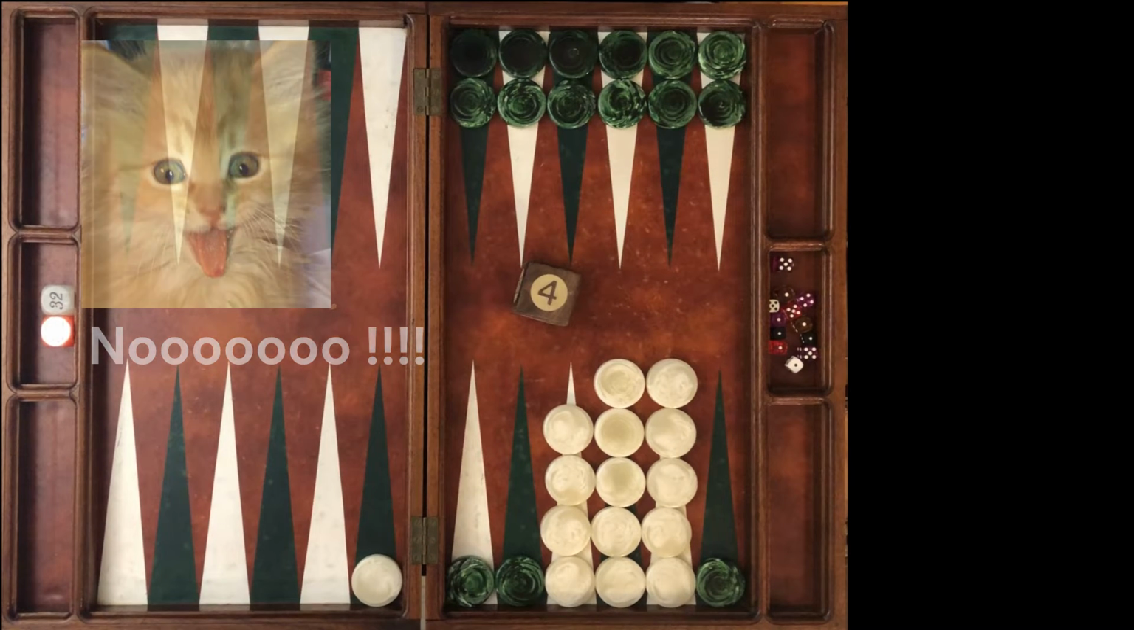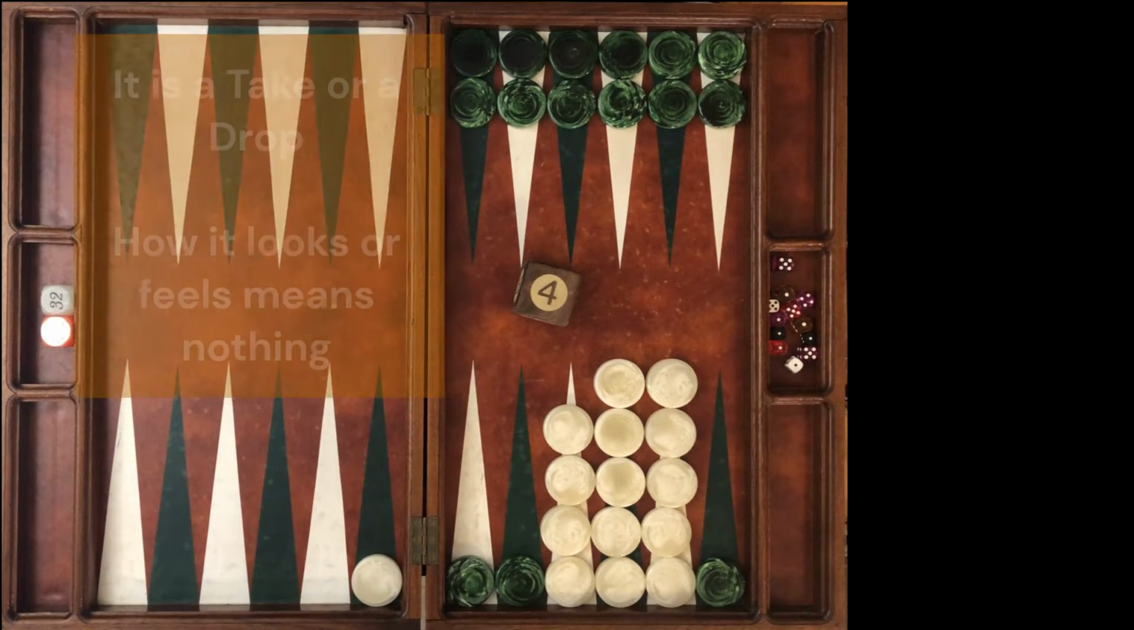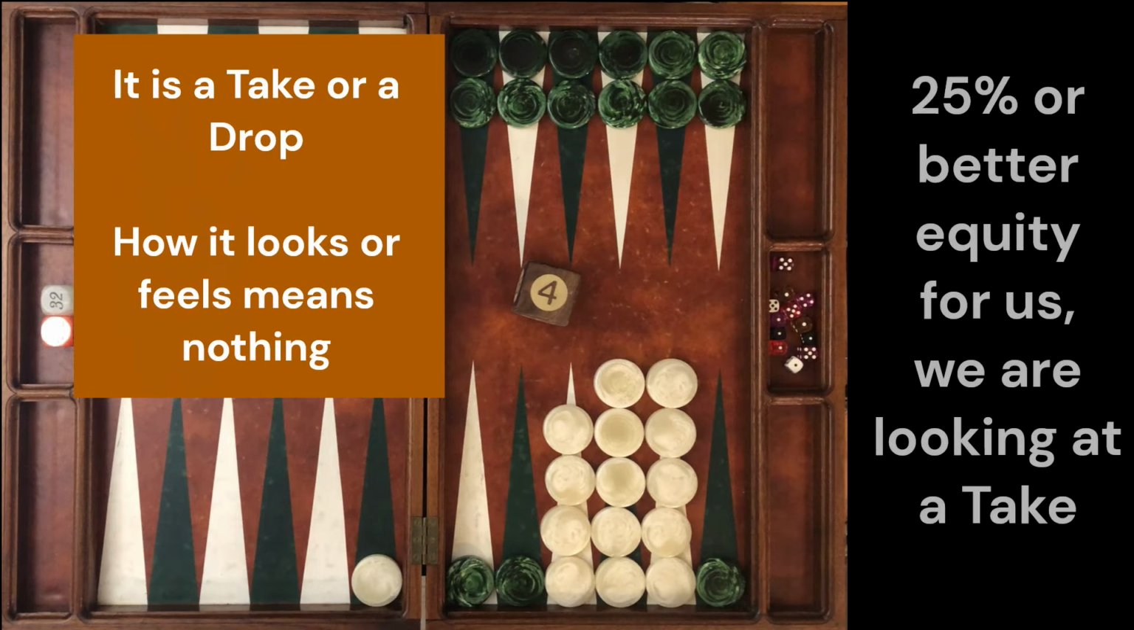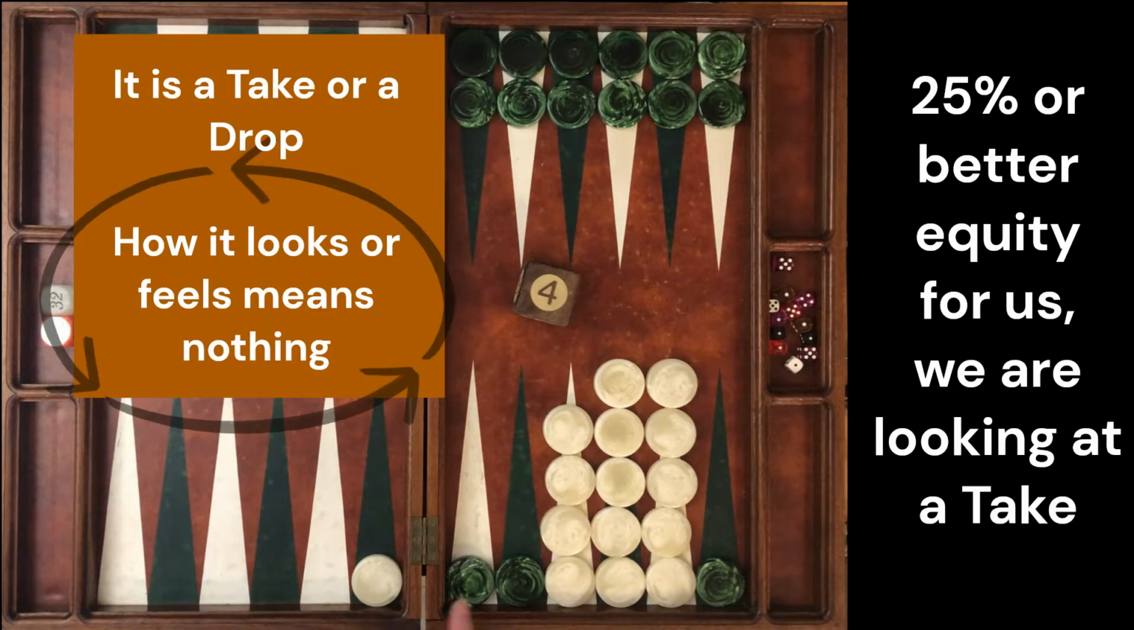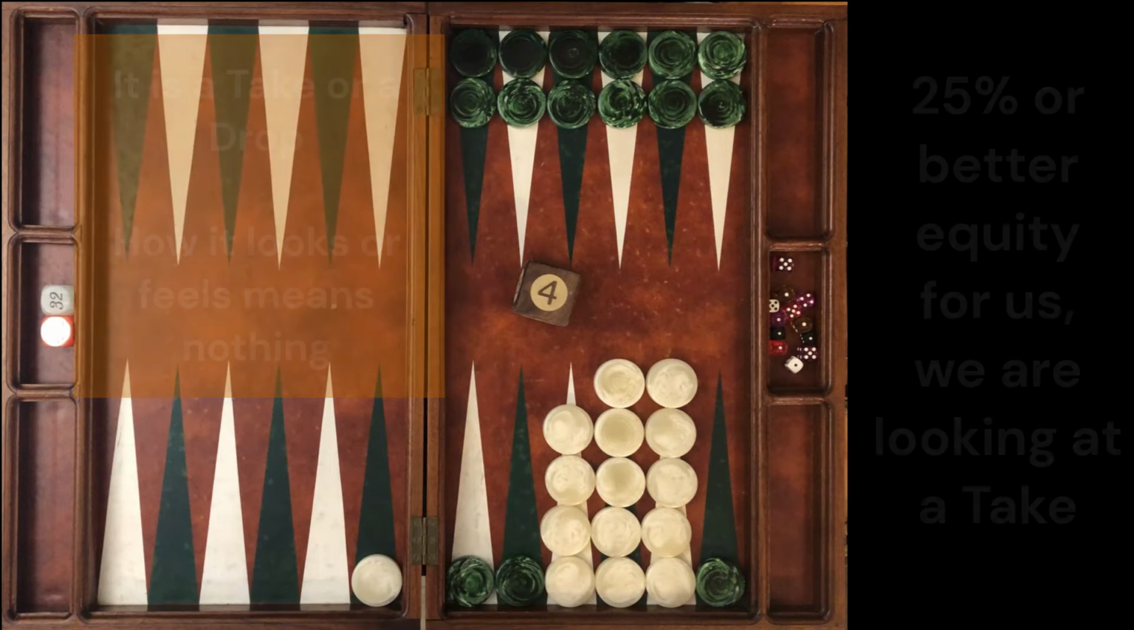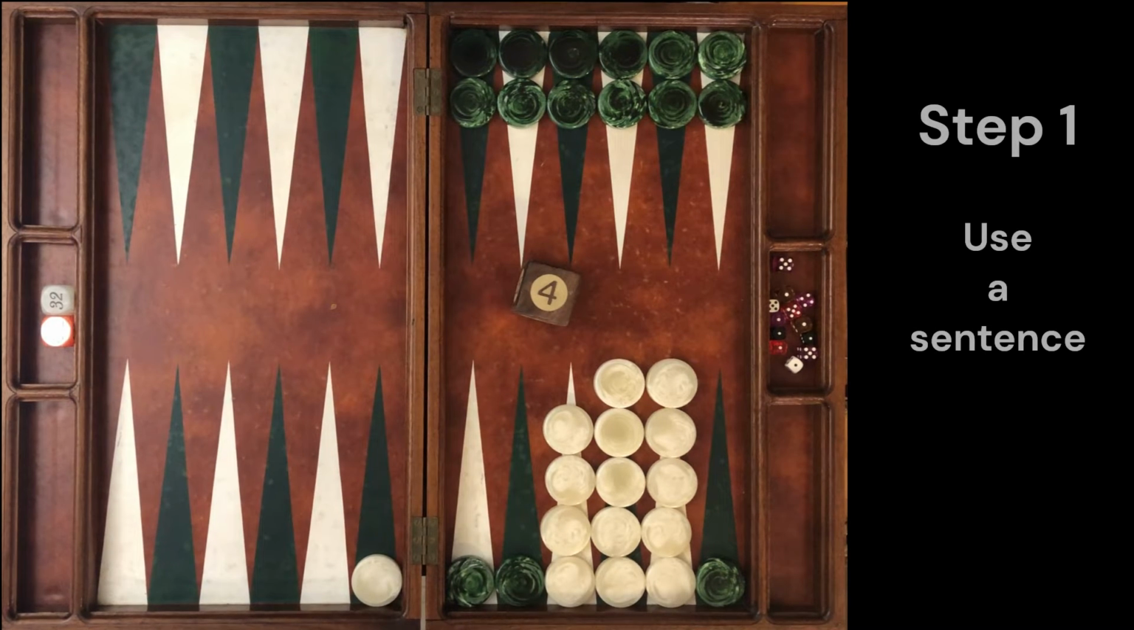Well, nothing has changed. If we think we win at least 25% of the time, it's probably a take. It doesn't look like a take. But if we win 30% of the time, this is an easy take. So this is why it's so important to be able to do this. So what is our sentence? That's always our starting point. What is our sentence for this position?